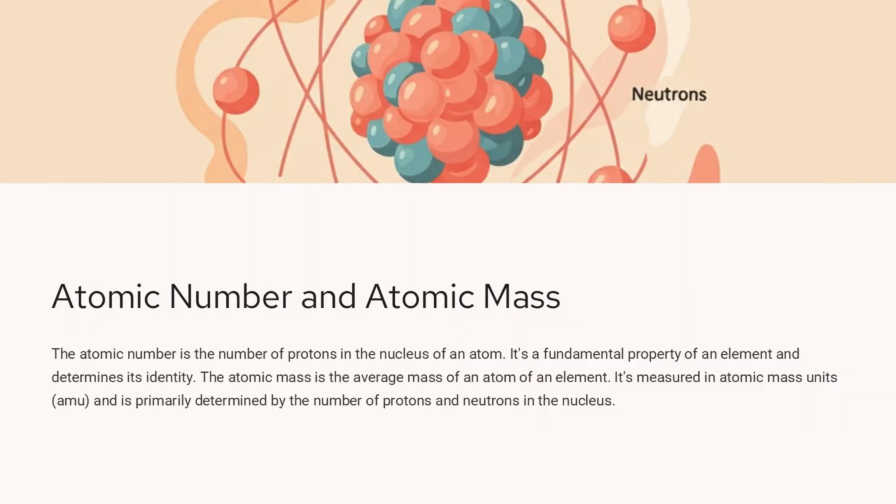The atomic number is a fundamental property of an element. It's the number of protons in the nucleus. This determines the identity of the element. For example, hydrogen has 1 proton, helium has 2 protons, and so on.